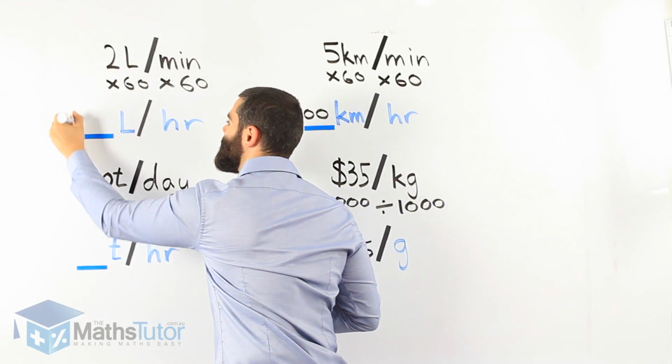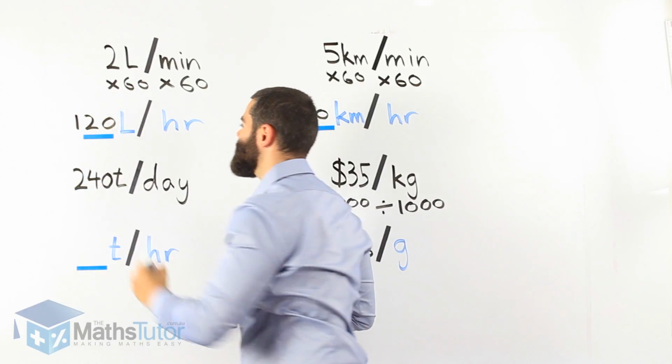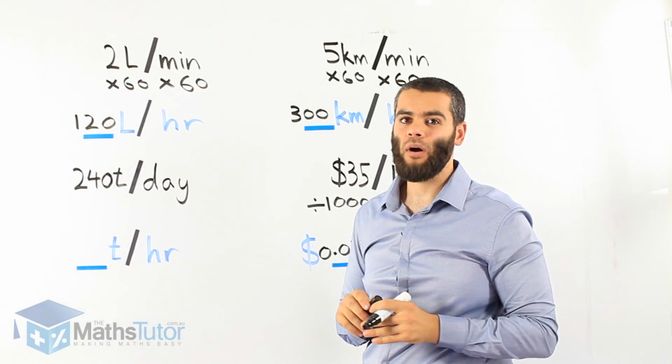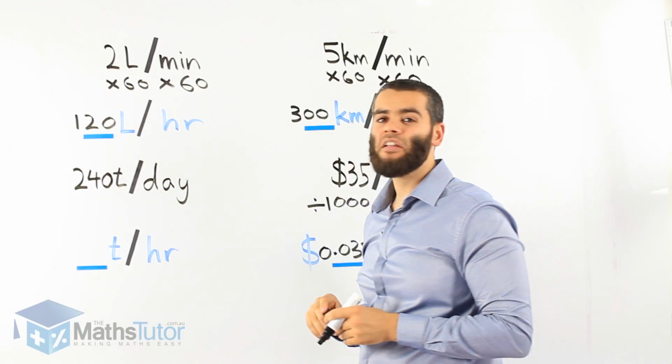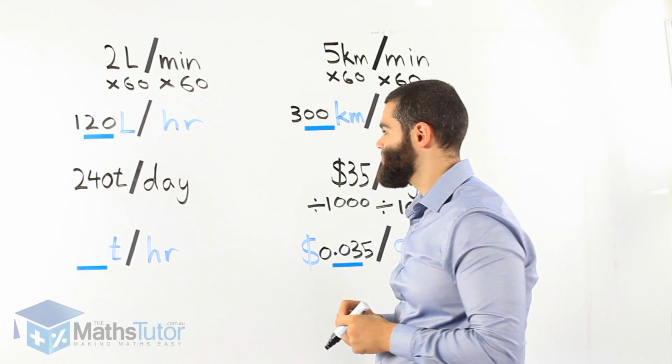2 times 60, 120 liters in every hour. So 2 liters a minute is equivalent to 120 liters in every hour.